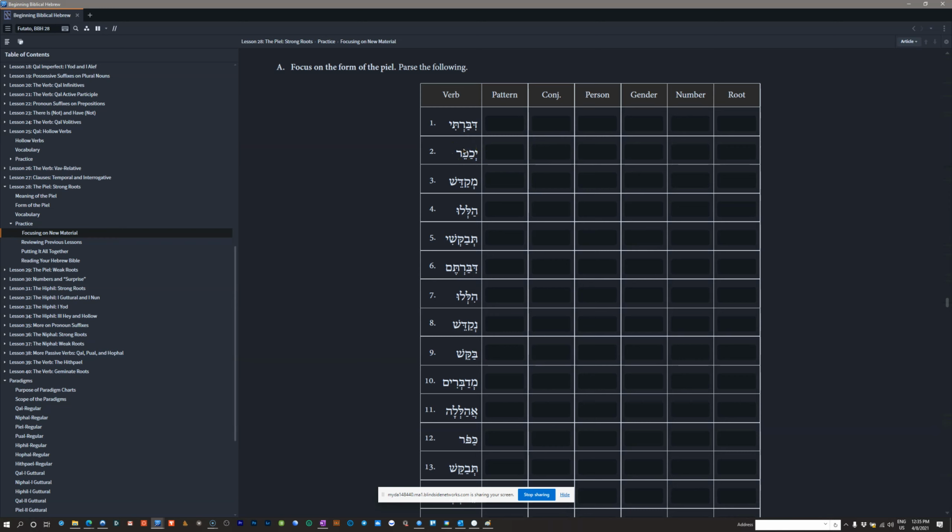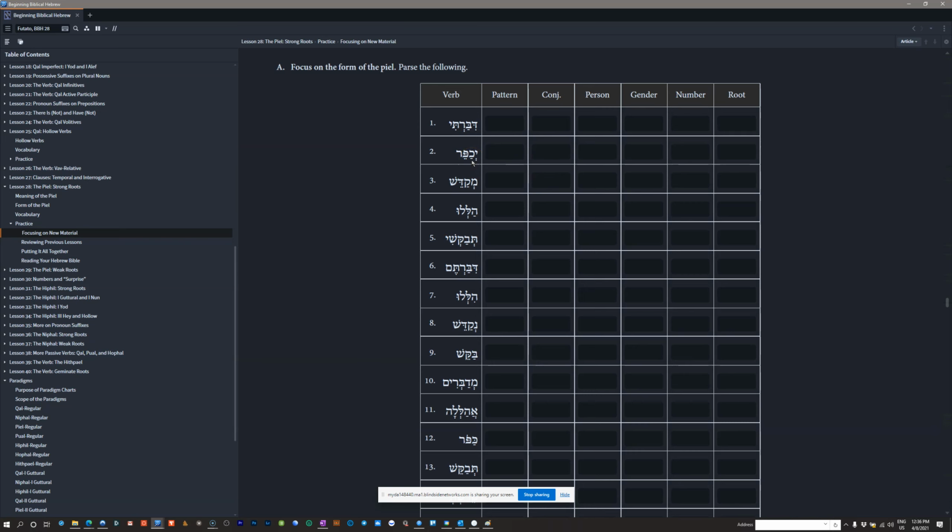I can confirm that by looking at the R1 vowel, which is a patach in the imperfect, and by looking at the R2 dagesh. Those both confirm that I'm in the Piel, but my most reliable sign in the Piel imperfect is going to be that prefix vowel, which is reduced, or a shva here. So that's an easy way to tell right off the bat.